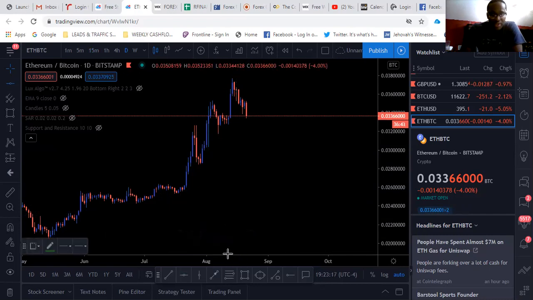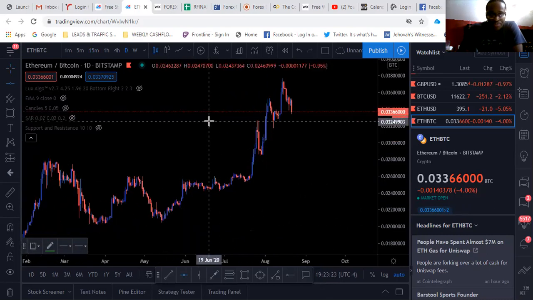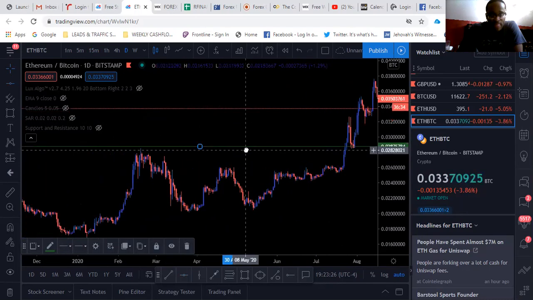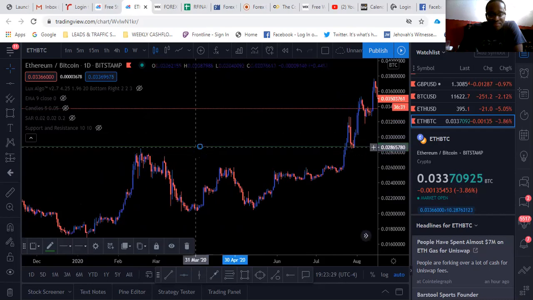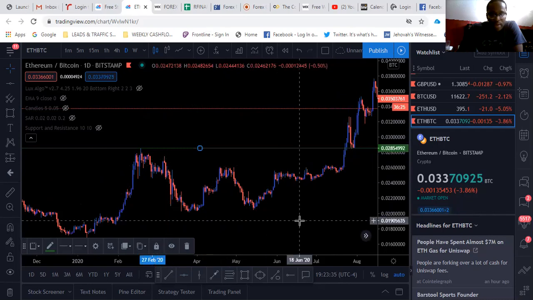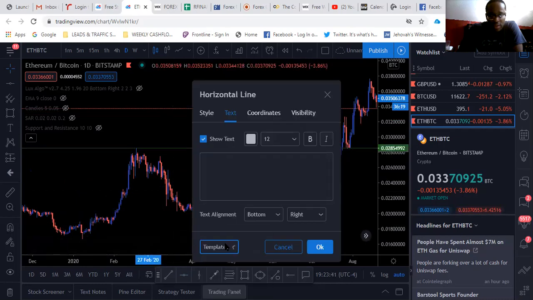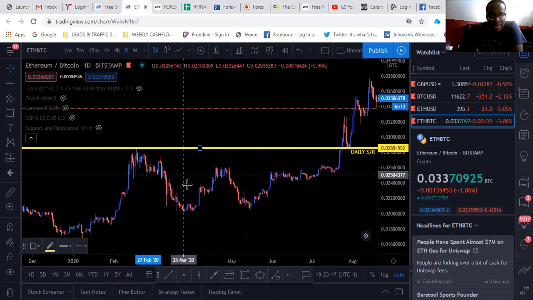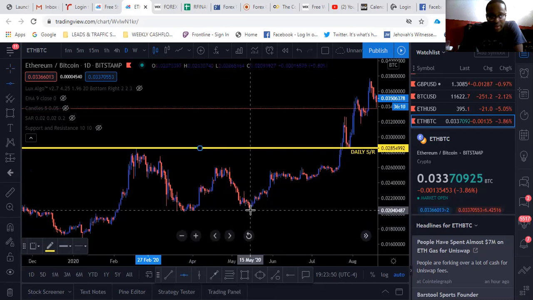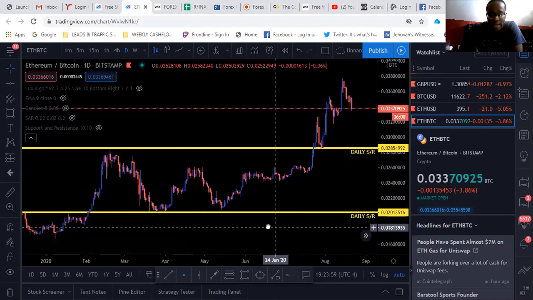So the first thing I'm going to do is take this horizontal line and find my most recent high, which I would say is right here. Let's just say that's the most recent high. All right. And so what I'm going to do is change this to the daily SNR and label it that way. Then I'm going to take the most recent low, which I believe is right here, put that right here. So now I know where my daily time zones are. So I'm aware of exactly what the market is doing in that daily time zone.